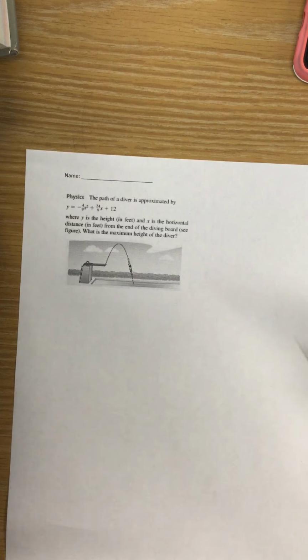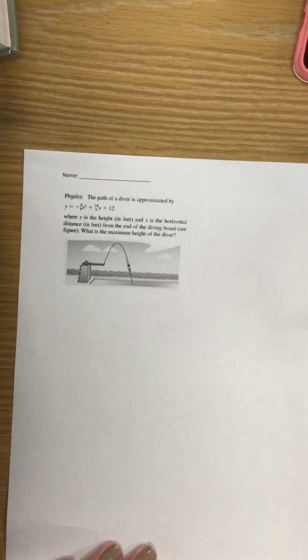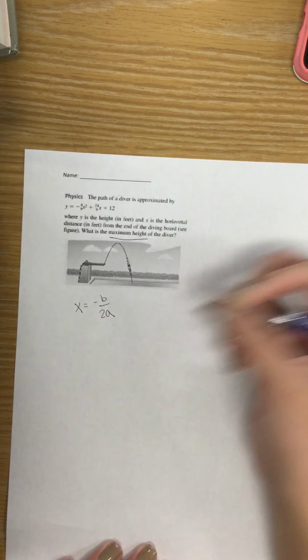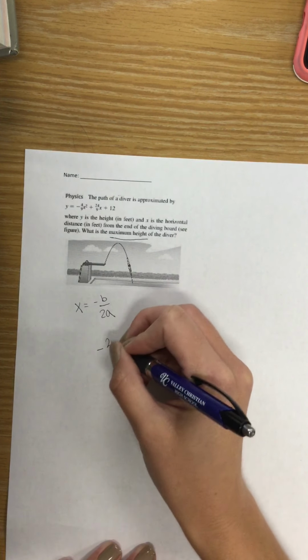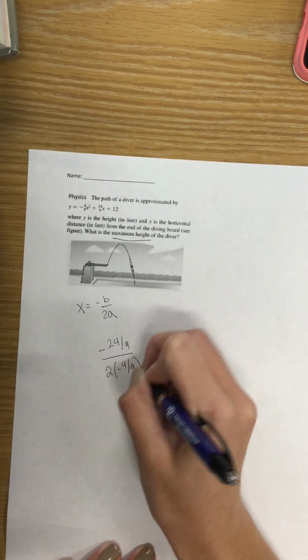Okay, last question here. The path of the diver is approximated by this equation where y is the height in feet and x is the horizontal distance from the end of the diving board. What is the maximum height? So how do we find maximum? Negative b over 2a, and then plug it in. So negative b is 24 over 9, all over 2a, which is negative 4 over 9.